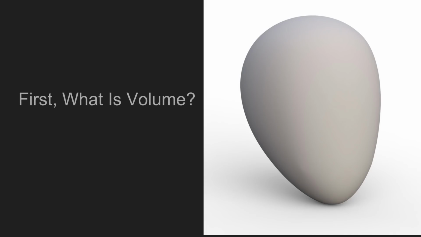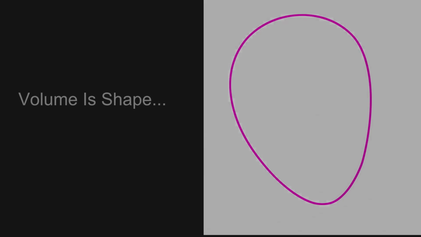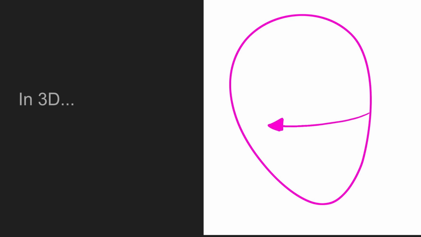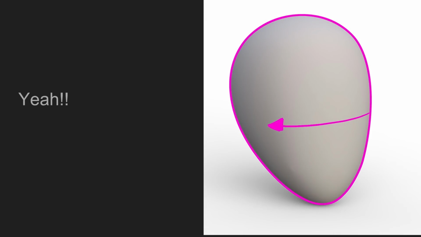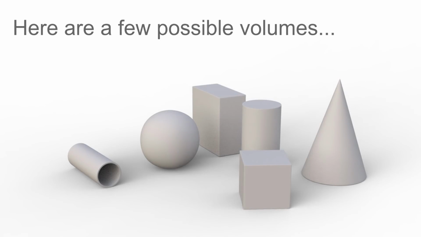So the question right off the bat: what's volume, right? And I'm going to ask that of each one. What's volume? What's form? What's structure? Volume to me is shape in 3D. That's it. It's shape in 3D, and here are a few of your possible volumes.